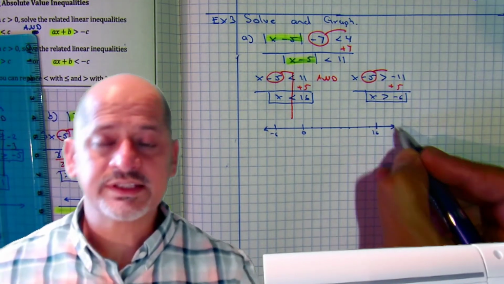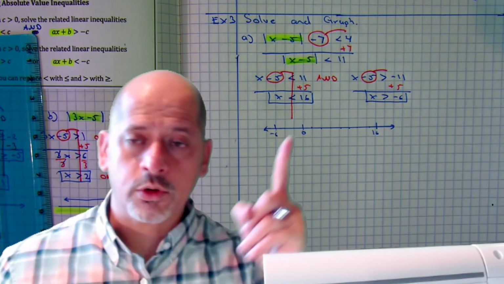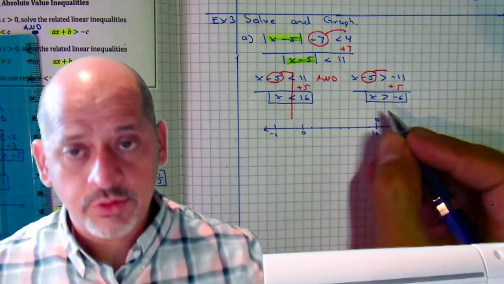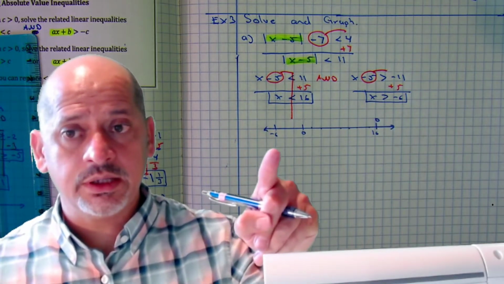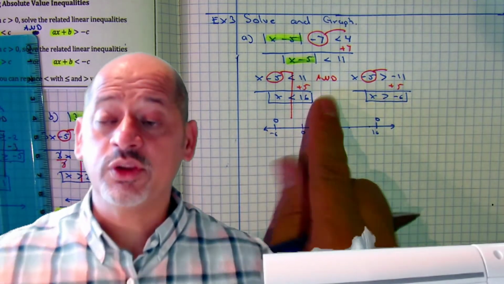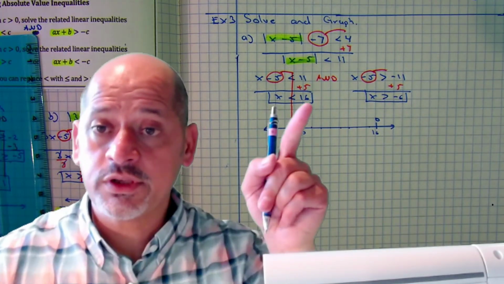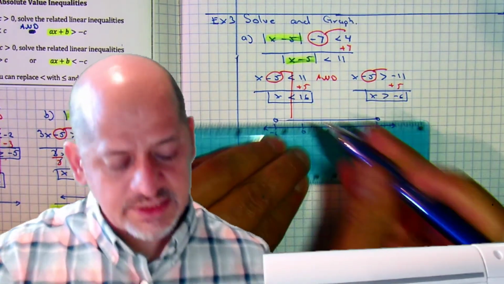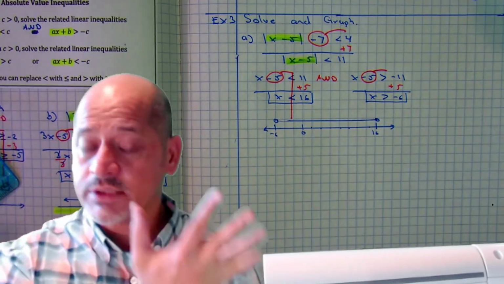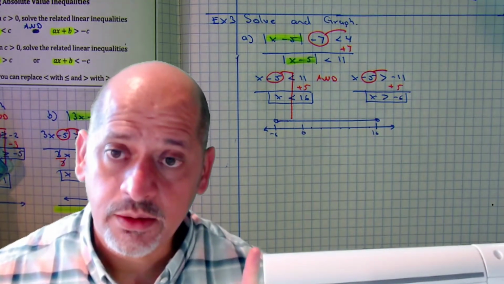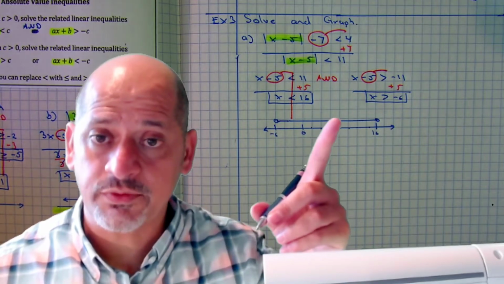So therefore, I need to decide, open or close. On the 16, it's going to be open. And on the negative 6, it's going to be open as well. And remember, it's an "and", so they should be crashing. So if you know it's an "and", we can just connect them, and that's it. Or if you want, you can graph each one separately. But also, if we know it's an "and", we know that we need to connect our answers afterwards.